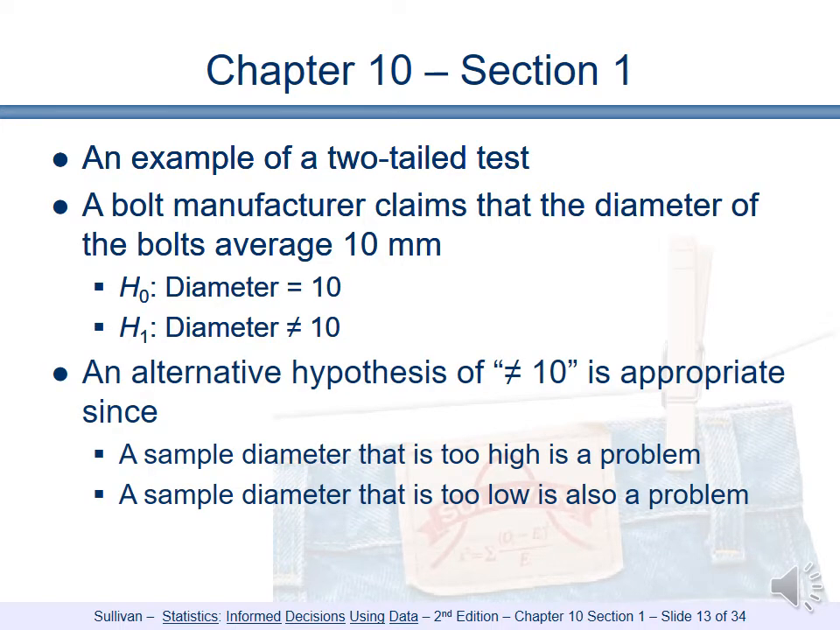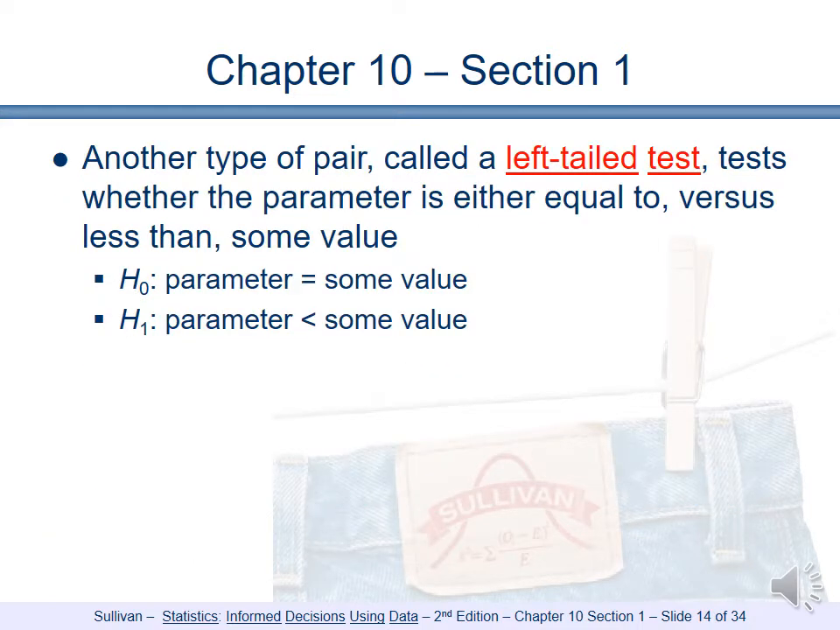An alternative hypothesis of not equal to is appropriate since the sample diameter being too high is a problem, and so is if it's too low. Think about it for a second. If I have too big of a bolt, I don't think it's going to fit, and if it's too small, it'll wobble around and break anyway. Thus, we have a two-tailed test.